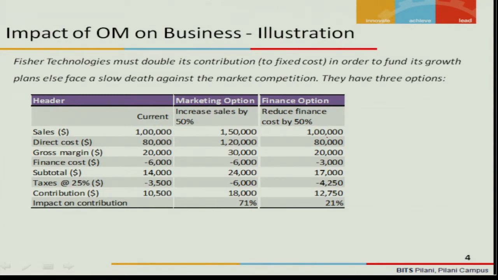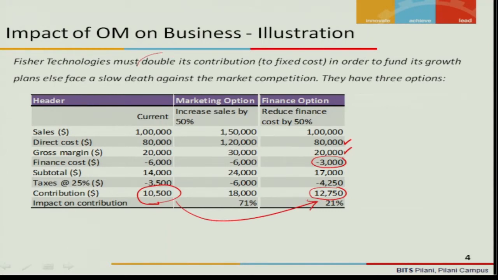The sales remains the same at 100,000. The direct cost remains the same at 80,000. So is the gross margin at 20,000. The finance cost reduces by half, 50%, so this becomes 3,000 instead of 6,000. The remainder is 17,000, and if you pay up a tax of $4,250 out of the 17,000, what remains as a contribution is only 12,750. Compared against the current level of 10,500, this is just a 21% improvement.